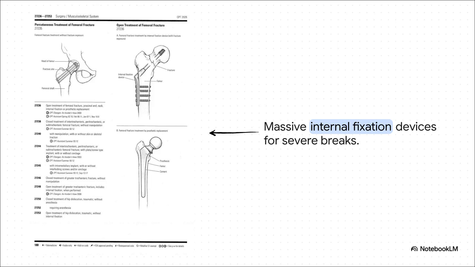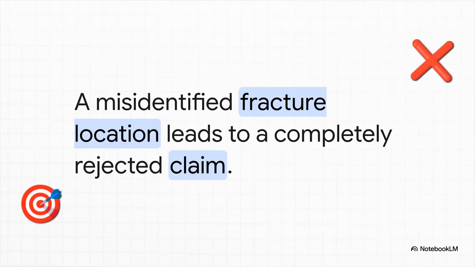It's some serious hardware. And this brings up a crucial reminder for all of us. Accuracy matters above literally everything else here. If you mistakenly code a femoral neck repair when the surgeon actually fixed the shaft fracture lower down, your claim is going to bounce back instantly. You have to read the operative report meticulously to match the exact anatomy to the code.